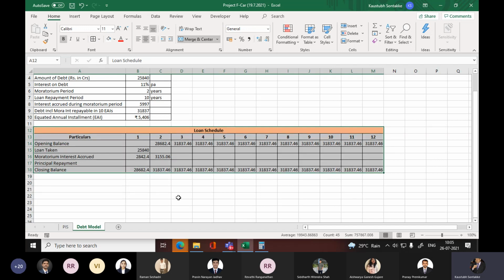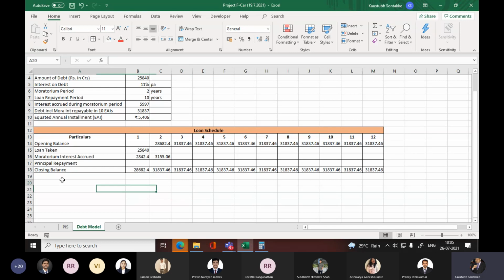I made the borders visible. Now, how much is the repayment? Can you tell me how much is the repayment every year? Sir, the EAI, 5,406 crores. Correct, EAI 5,406. But is it the principal repayment? Principal plus interest. Equated annual installment is principal plus interest.